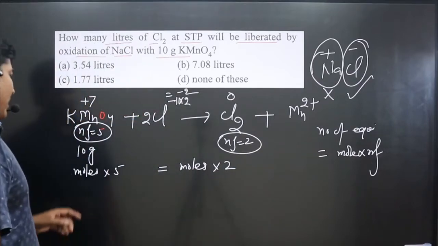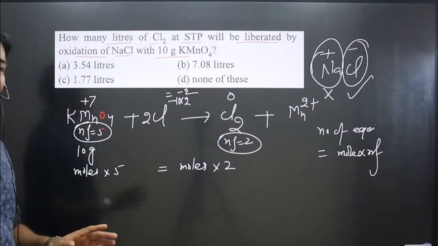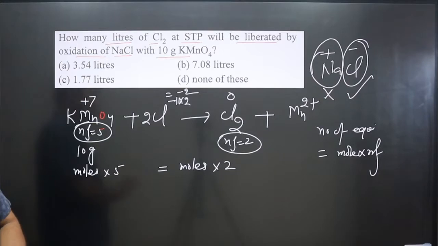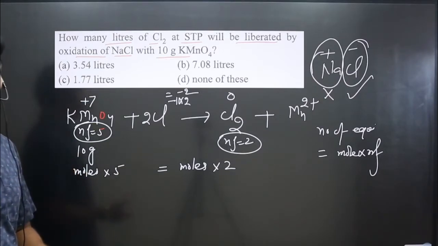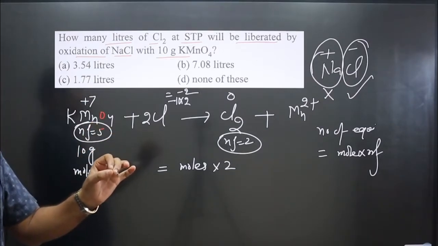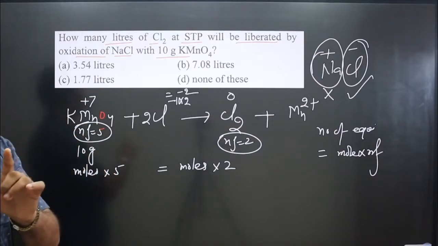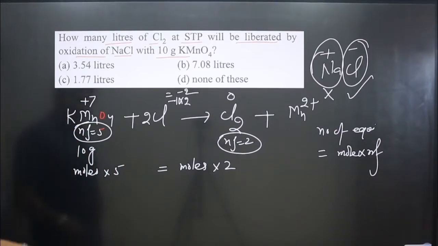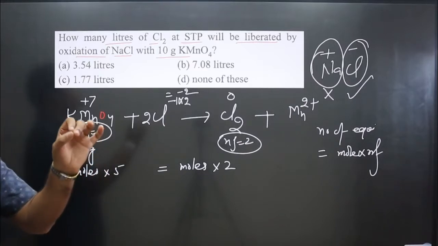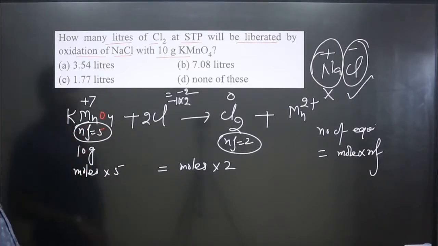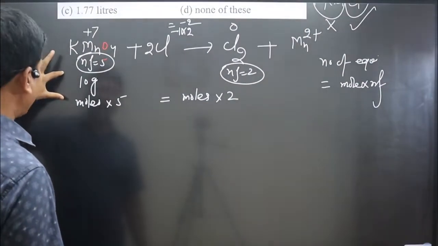Mass of KMnO4 is given there. Mass can be converted into moles. So first of all, we need to calculate molar mass, because mass is equal to moles multiplied by molar mass, and we have to calculate moles. The moles is equal to mass by molar mass. Molar mass we can calculate for the KMnO4. Pay attention carefully. We have KMnO4.